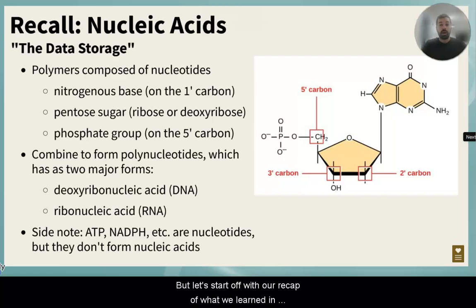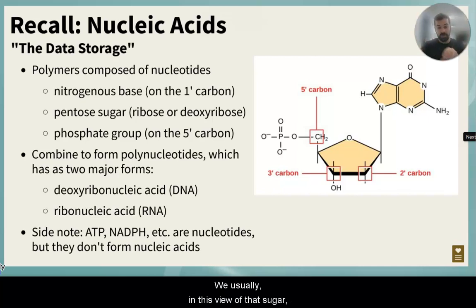But let's start off with our recap of what we learned in our macromolecule lecture. So remember that nucleic acids are polymers that are used for data storage and transfer. They're polymers composed of monomers called nucleotides, and each nucleotide is a nitrogenous base and a pentose sugar and a phosphate group. So that 5-carbon pentose sugar is either a ribose or a deoxyribose. Then it has this nitrogenous base that is attached to that first carbon on the pentose sugar.